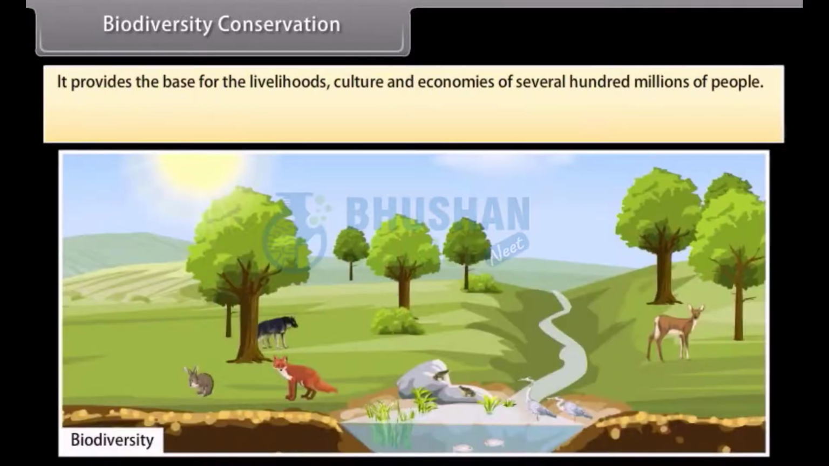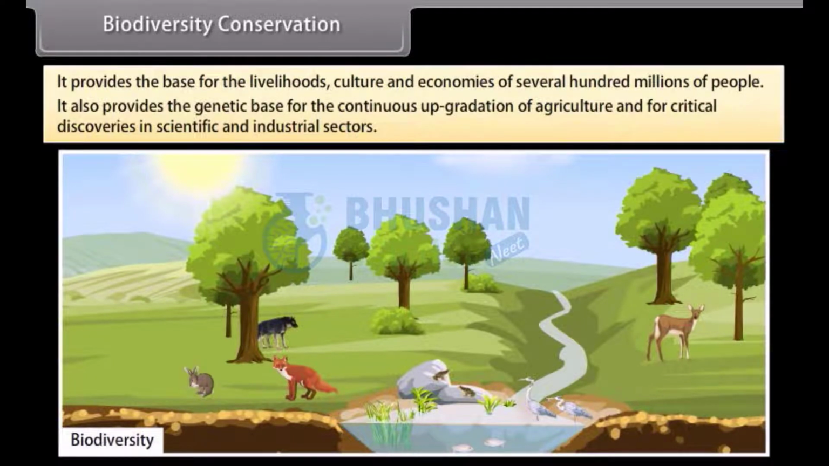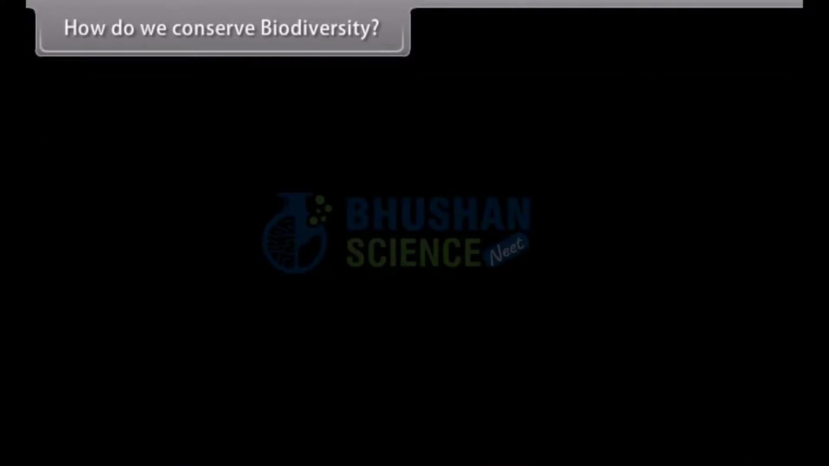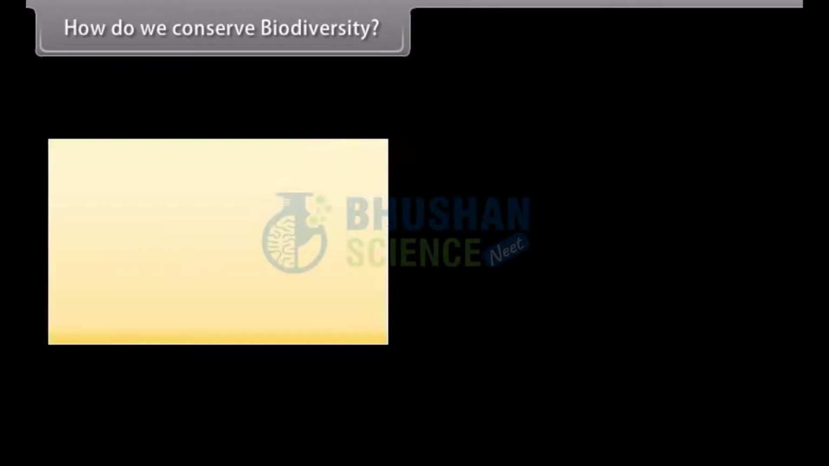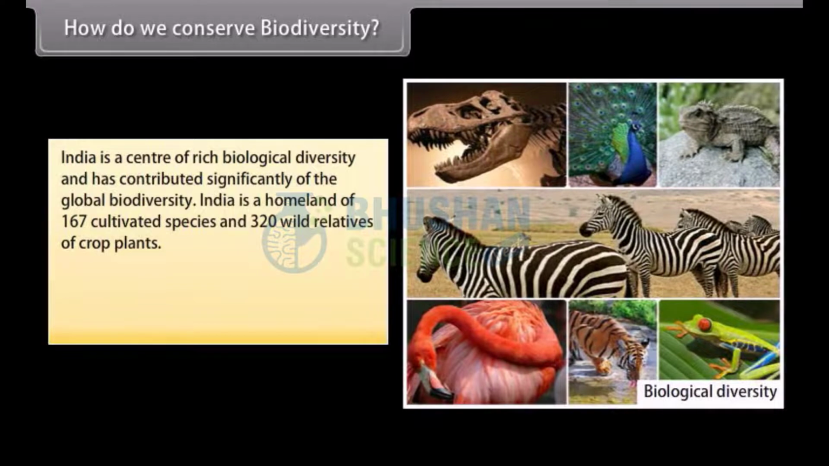It provides the base for the livelihoods, culture, and economies of several hundred millions of people. It also provides the genetic base for the continuous upgradation of agriculture and for critical discoveries in scientific and industrial sectors. How do we conserve biodiversity? India is a center of rich biological diversity and has contributed significantly to the global biodiversity. India is a homeland of 167 cultivated species and 320 wild relatives of crop plants.